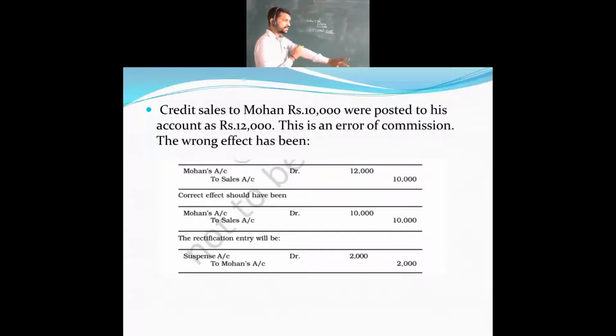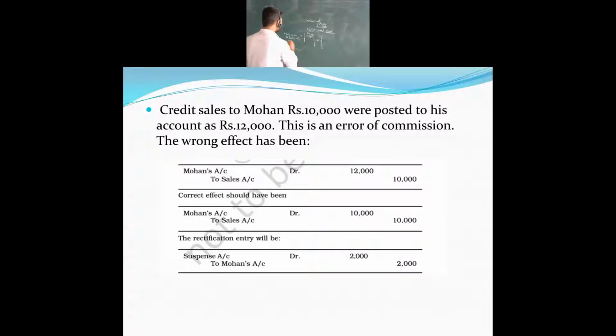So here the entries took place. How was the entry? Mohan's account debited with 12,000, and to sales account, sales account was credited 10,000. So it is not getting tallied. Here it is an excess amount. You can write here excess amount, right? So here, what are you going to do? This excess amount, you are going to take it back.